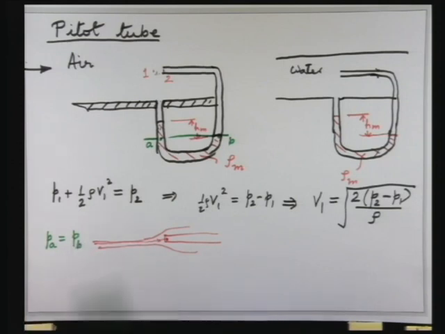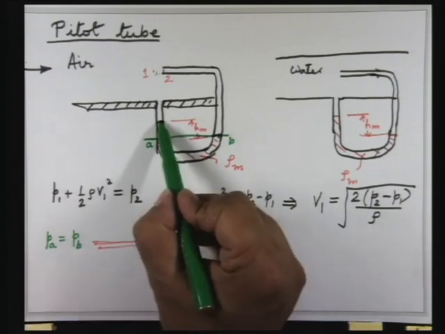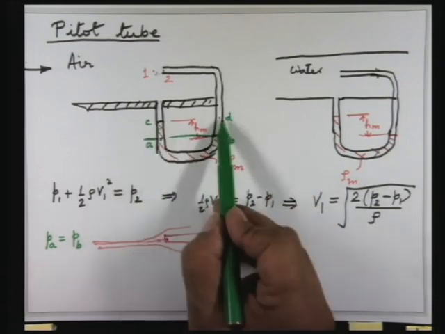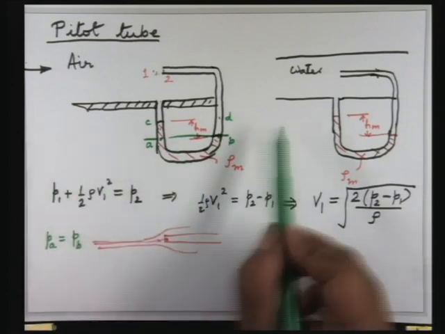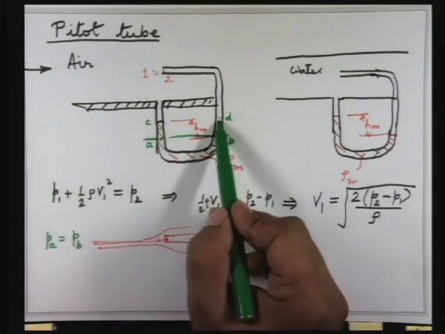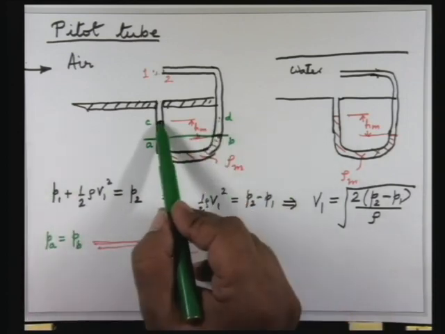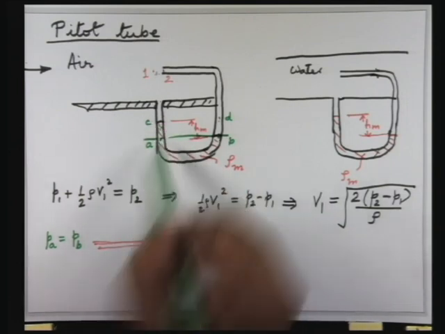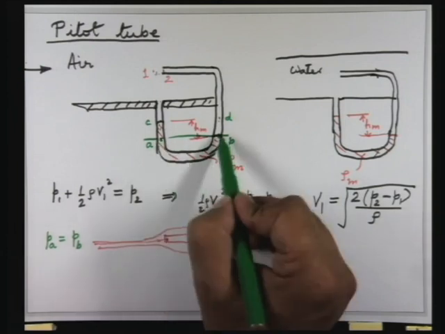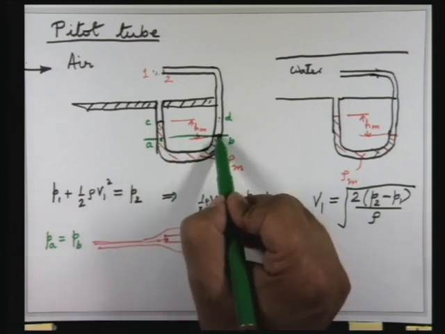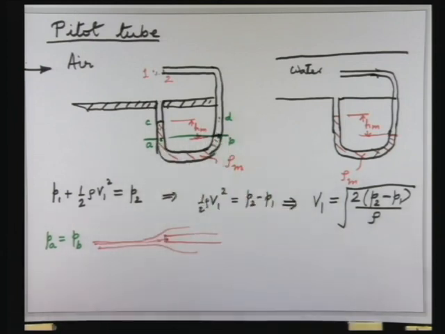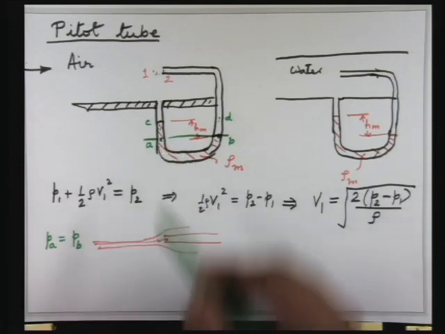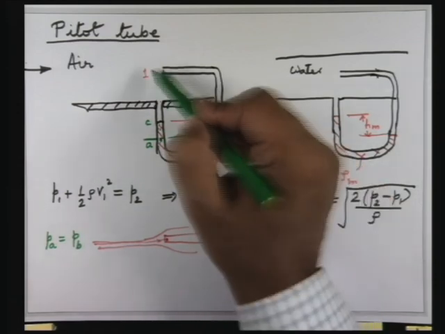Now of course if I take a point here say C and a point here D, PC will not be equal to PD, although it is at the same horizontal level, because the fluid here is air and this is the interface between the air and the mercury. So anyway, let us look at this. What is PB and what is PA? Now you want to link PA and PB to P1 and P2.